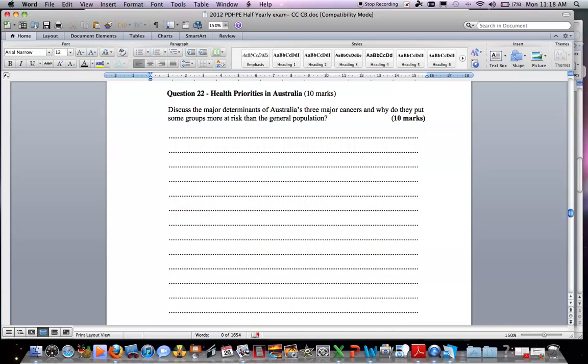The determinants, again, would have been discussed in regard to that. Determinants being exposure to ultraviolet rays for long periods of time. Not using protective measures would have been included in the discussion for this particular question.